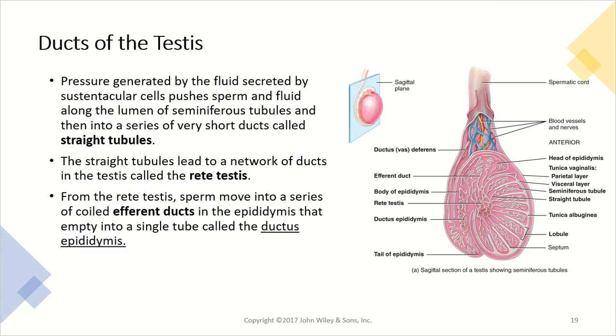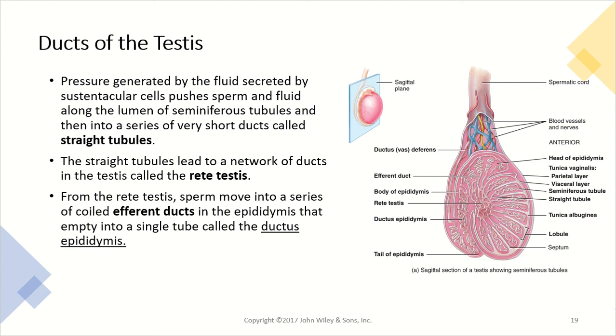So, let's look a little bit more closely at the actual anatomy of the testes, or the testicles. For starters, we're going to look at the ducts of the testicles. So pressure is going to be generated by the fluid that's secreted by the sustentacular cells. This is going to push sperm and fluid along the lumen of seminiferous tubules and then into a series of very short ducts called straight tubules. You can see these ones here. Those are our straight tubules.